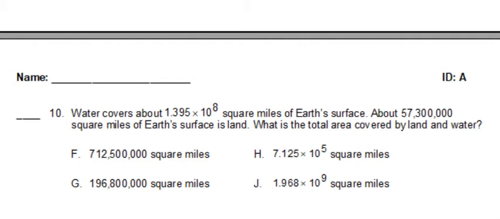Question number 10. What covers about 1.395 times 10 to the 8th power square miles of Earth's surface? About 57,300,000 square miles of Earth's surface is land. What is the total area covered by land and water?